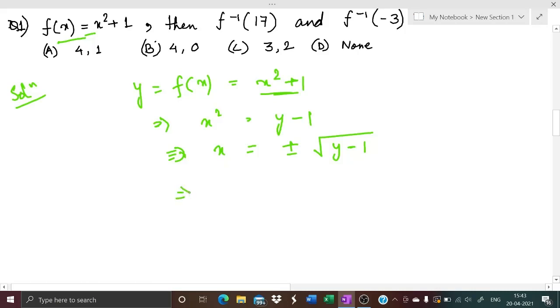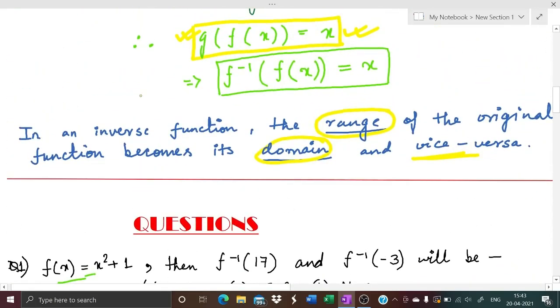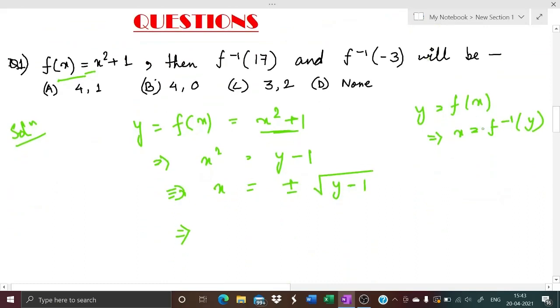From here, y equals f of x. If you take the inverse on both sides, what do you get? x equals f inverse of y, because f inverse of f of x is x, as we have seen from this property. So x equals f inverse y, so I will write f inverse y equals plus minus under root y minus 1.